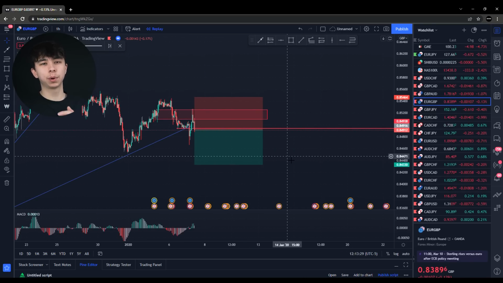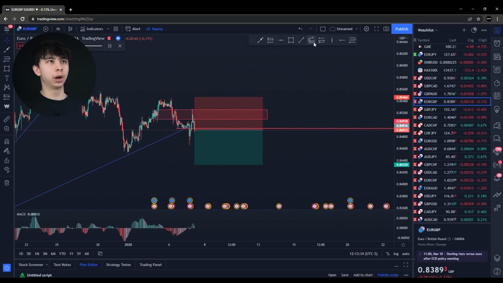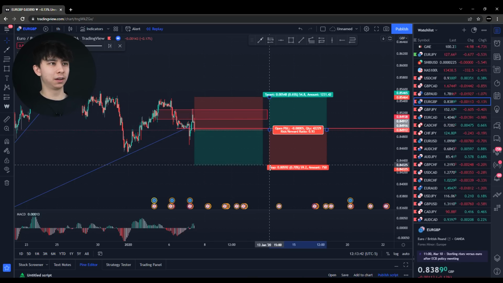Okay, so now here's the part where we actually do the exact opposite. So now we're going to add a buy instead. We're going to do the complete opposite here. Normally you'd be looking to sell here, and now we're going to do the opposite. We're going to target that and target that.